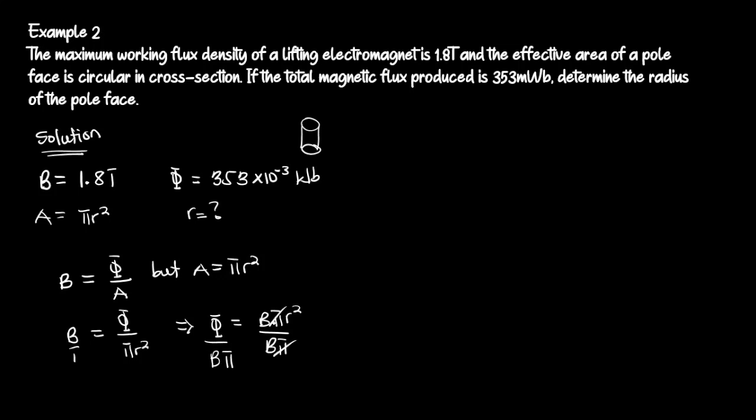So this will cancel this. So therefore my r square will be equal to phi over b pi. From here I want r, not r square, so I take the root of both sides, and then this will cancel this. So therefore the formula for calculating the radius in this case will be equal to the root of phi over b pi.